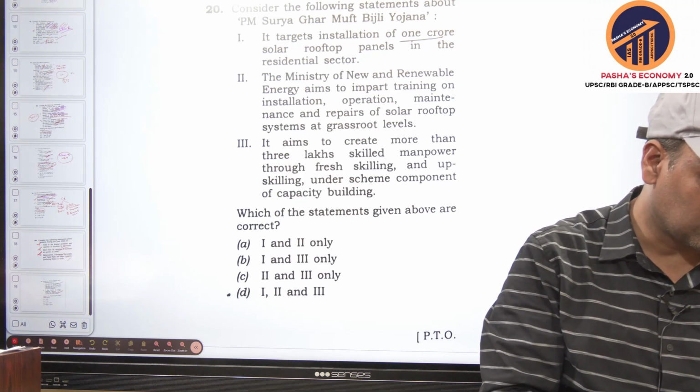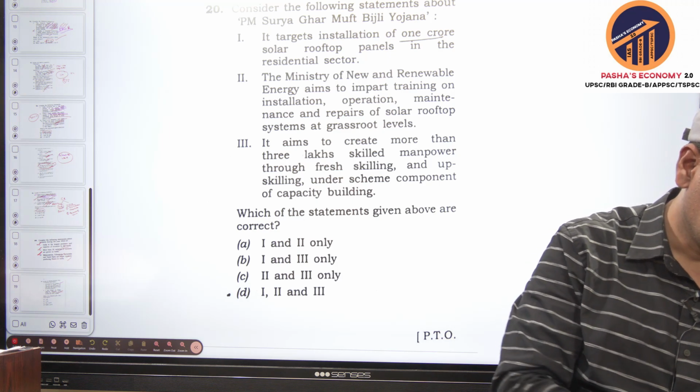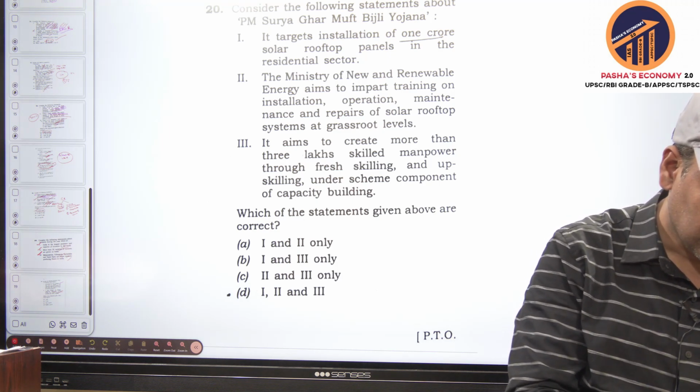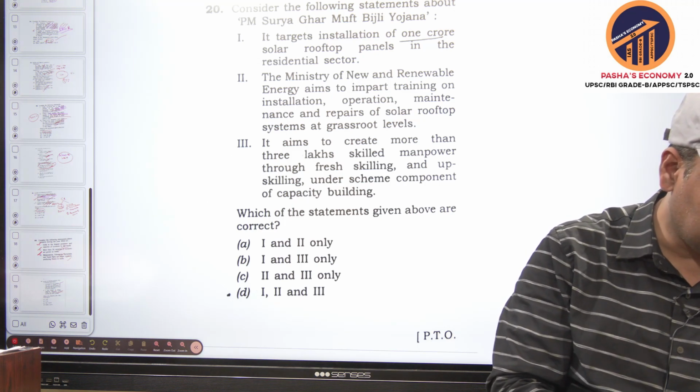One question relates to this, and fiscal policy and the 15th Finance Commission. Clear? 15th Finance Commission.